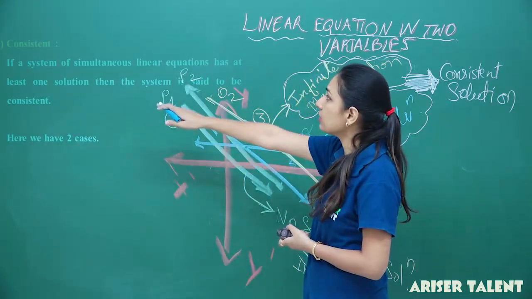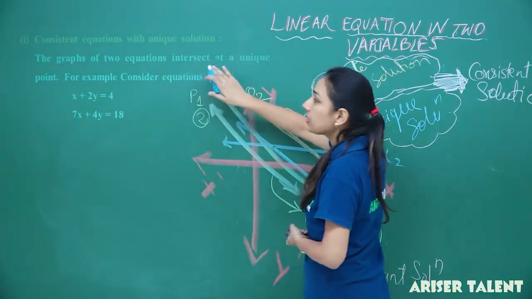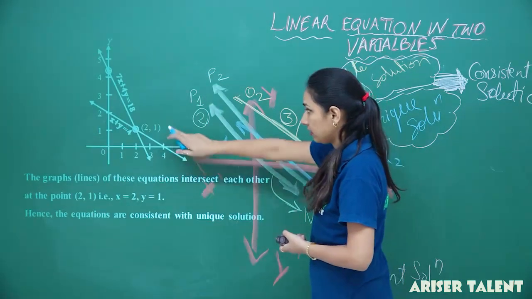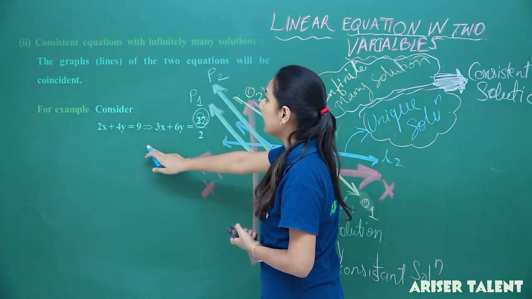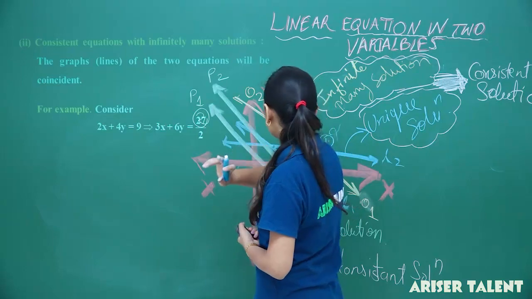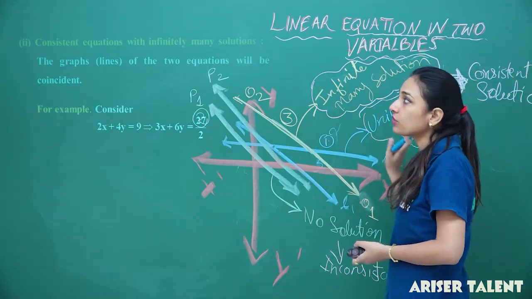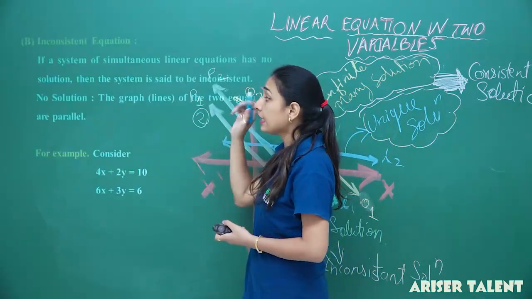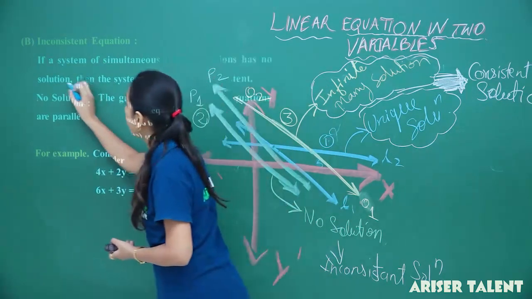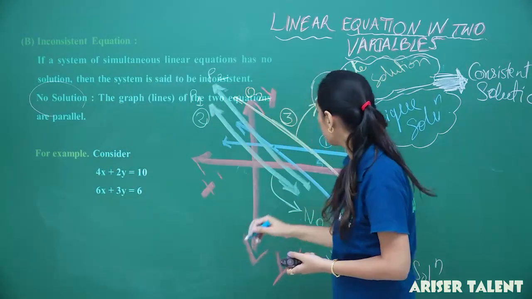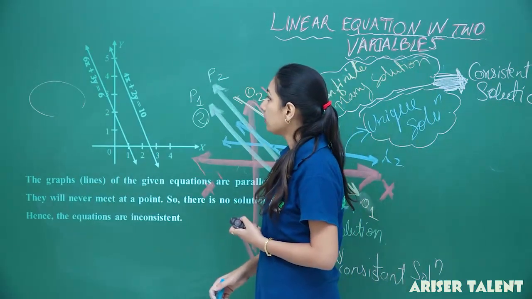Here we are having two cases with consistent. What? Consistent equation with unique solution, right? When the equations intersect. Okay, this is the graph we have studied. The consistent equation with infinitely many solutions, that will be where the graphs of the two equations will be coincident. Here they will be coincident, right? Overlapping. So this is also consistent. Then inconsistent solution was what? We are having no solution in the case of parallel lines. So parallel lines are here, so that will be an inconsistent system or equation, right? So this is about this.